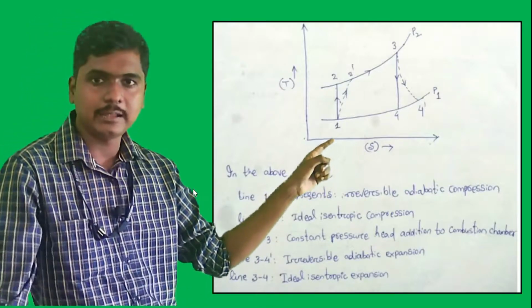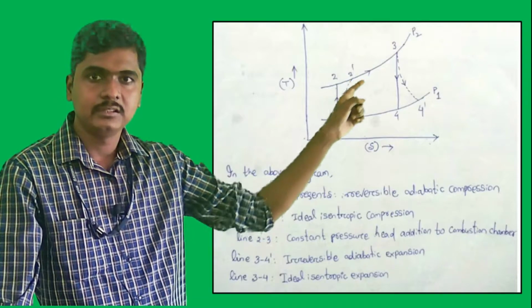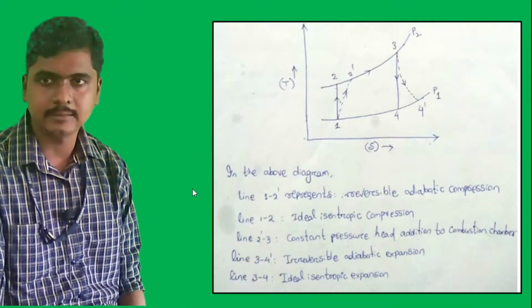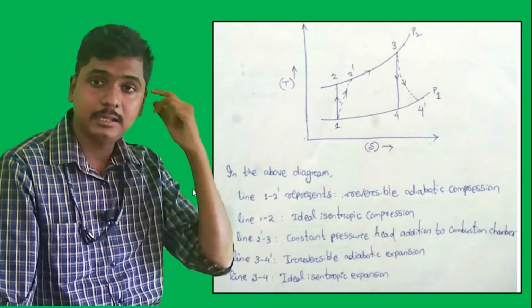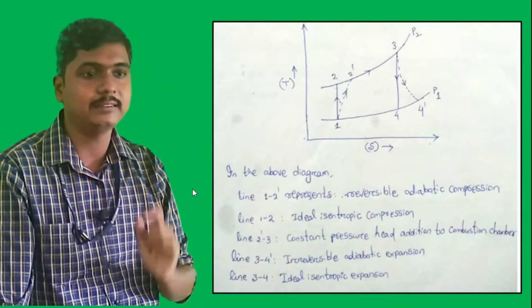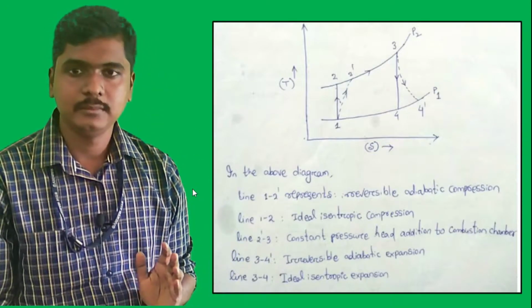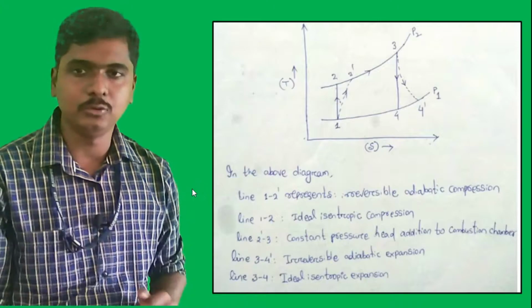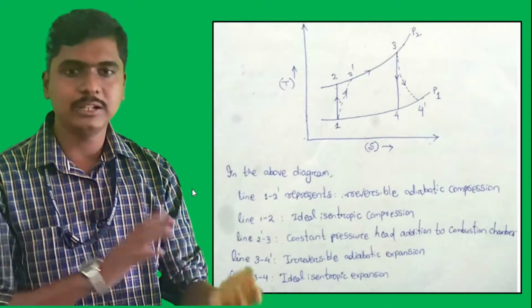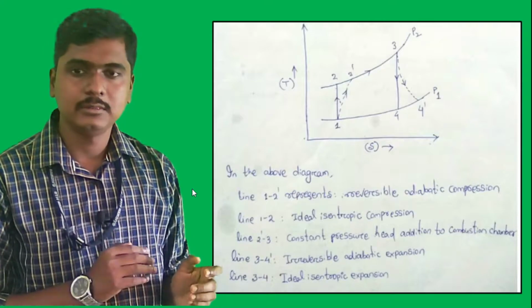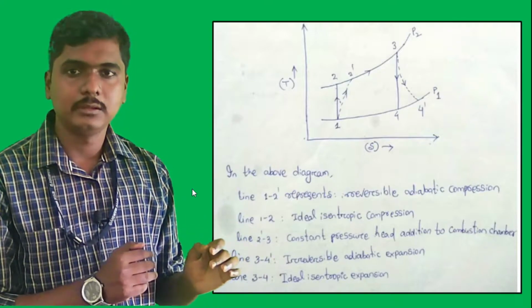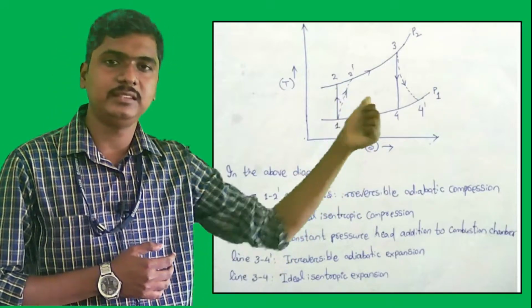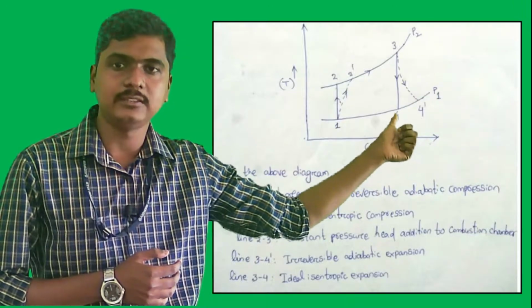And you can see some dotted line, 1, 2 dash, 3, 4 dash. This is nothing but the actual cycle. In the ideal cycle we assume there will be no loss, and the efficiency will be close to the Carnot cycle efficiency, which will be maximum. But in the actual case that is not going to happen. There will be some losses, and mainly those losses come in terms of compression efficiency and expansion efficiency that I have discussed.